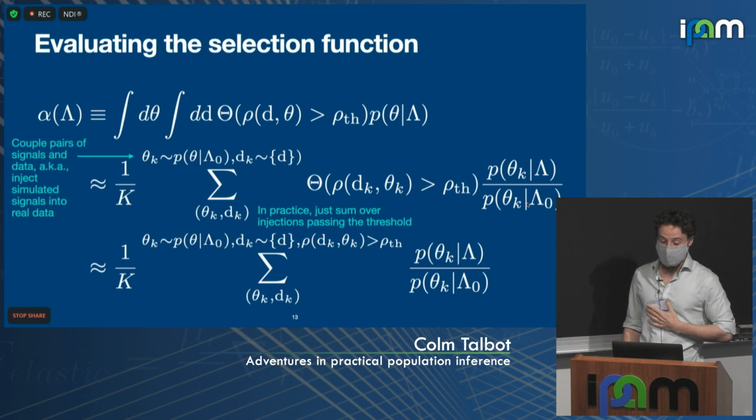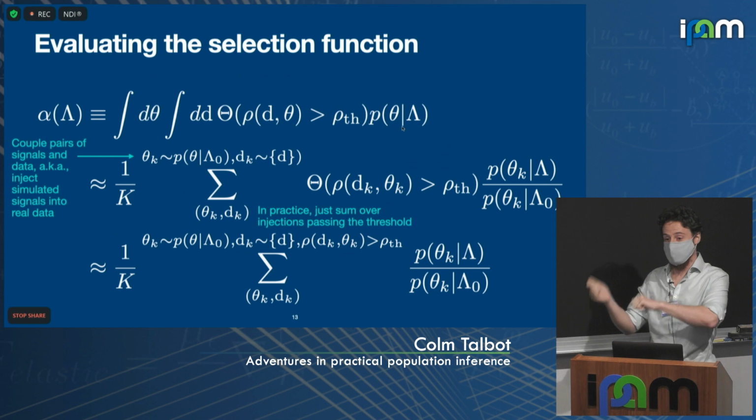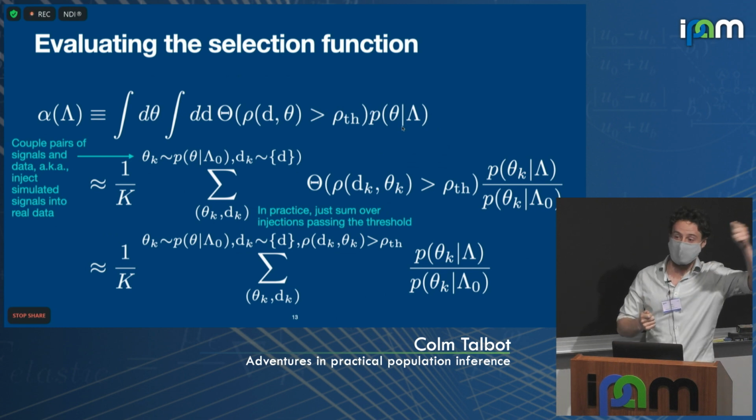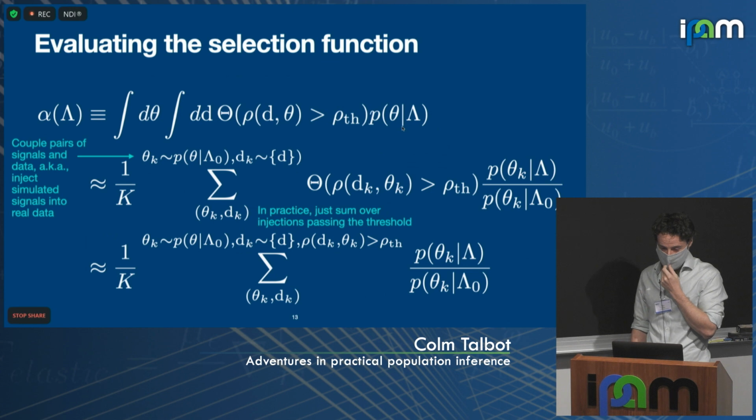And so what we do is we can rewrite this Monte Carlo integral we had before, where you take this p of theta given lambda, and you turn that into p of theta given lambda naught times p of theta given lambda divided by p of theta given lambda naught. Basically, you multiply by 1 in your integral to change what you draw the samples from to do the integration.